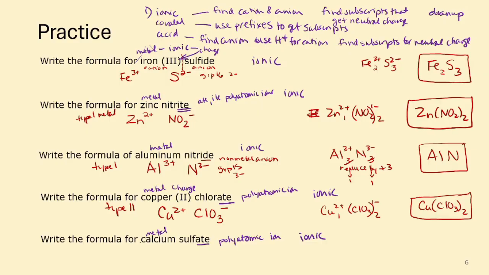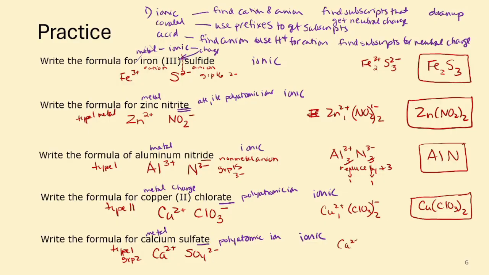Calcium sulfate. This has no Roman numeral, so this is a type 1 metal. Okay, so this would be calcium. It is group 2. That's a 2 plus. And sulfate is a polyatomic ion. I have to go find its formula, SO4 2 minus. Once again, you might notice that the 2 plus immediately cancels out the 2 minus, and I just need one of each, and I can get to calcium sulfate.